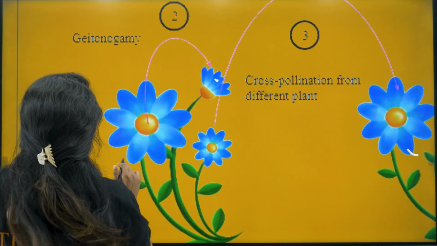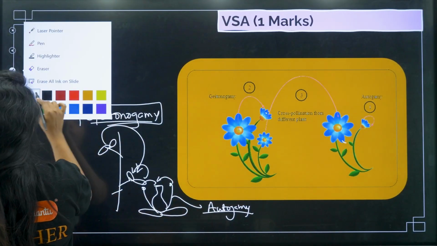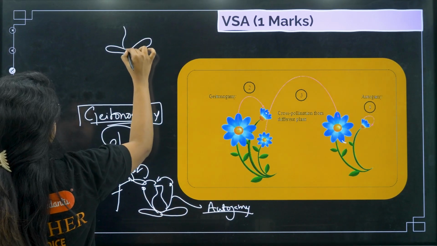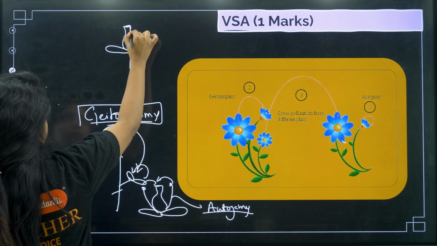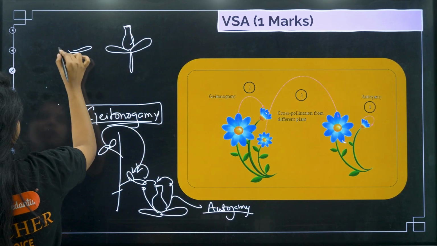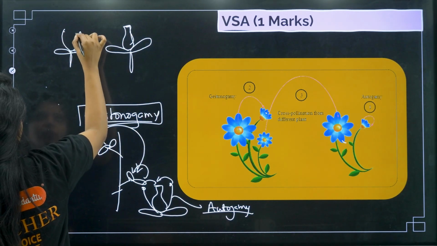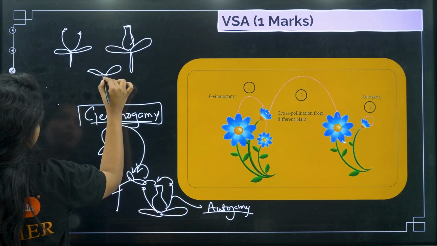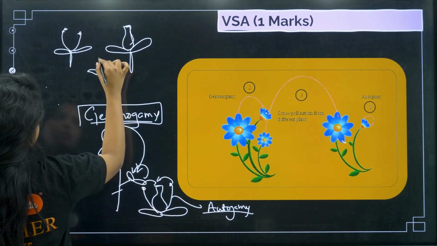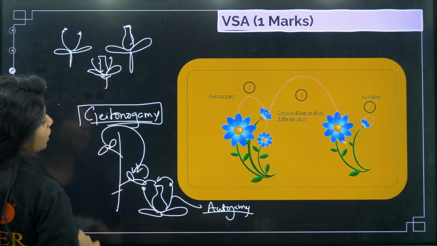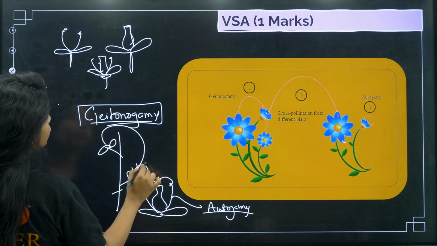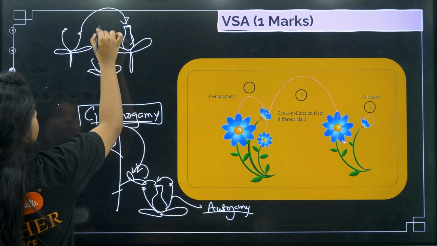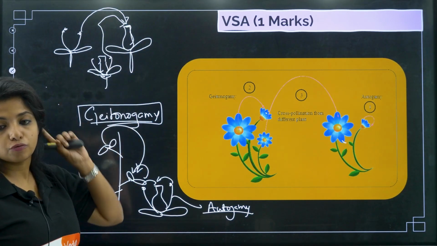Either the flowers should be like this, where one flower should be having the pistil and the another flower should be having the stamen, or the flower should be like this, where it has both. That's only when geitonogamy can happen. So from one flower to one flower, that means from this flower to this flower things can move, okay, or probably from this flower to this flower things can move. This type of flowers should be there in them.